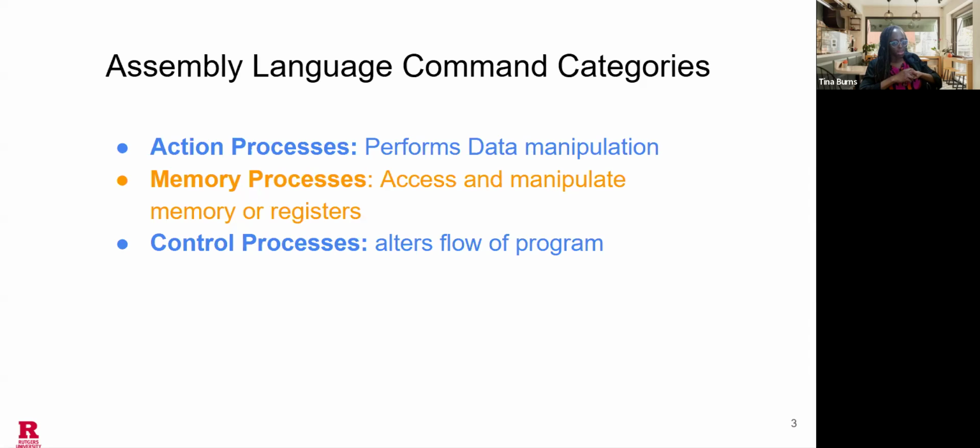And then finally, we have our control processes. Our control processes allow us to alter the flow of the program. What does that mean? Typically you have your program running from A to B or one to two in sequential order, but your control process will allow you to supersede that order in order to jump to another portion of that program. So let's look at how some of these commands look practically.